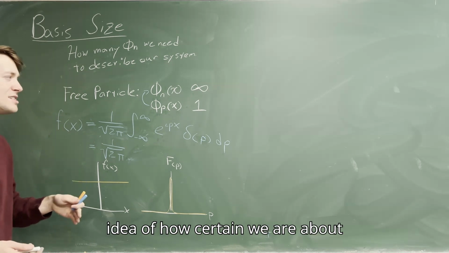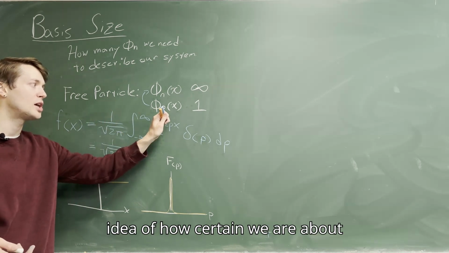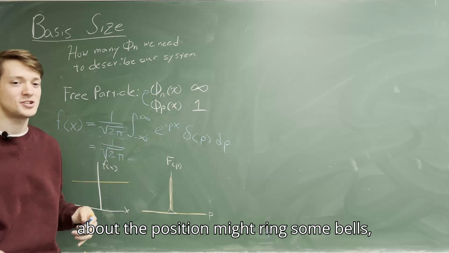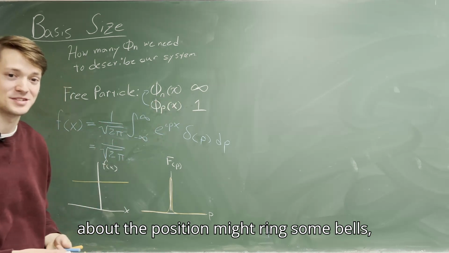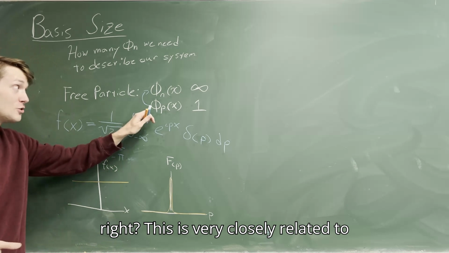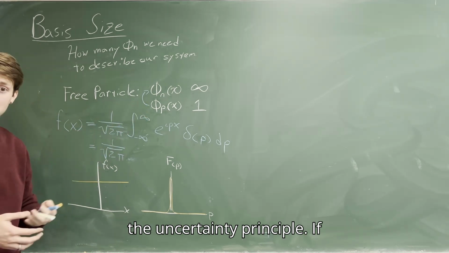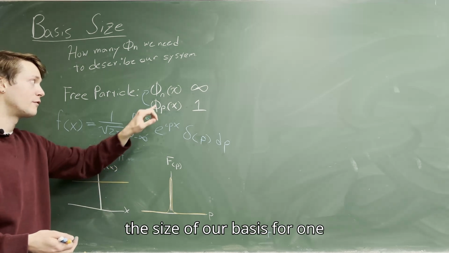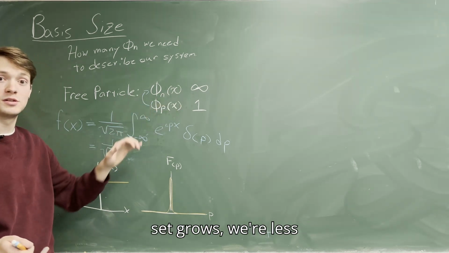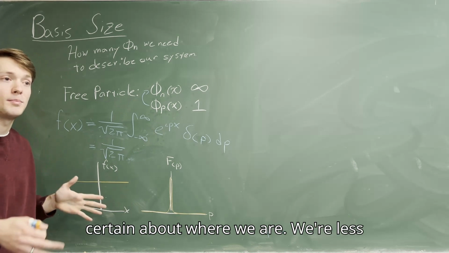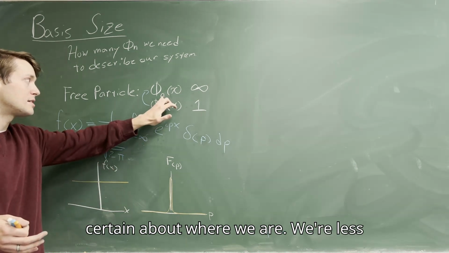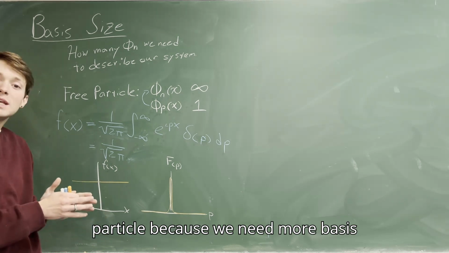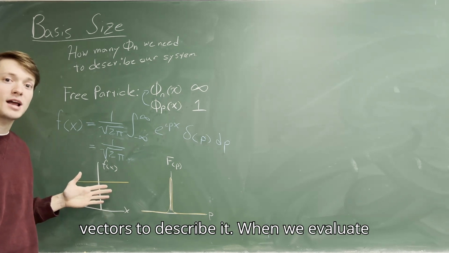So this idea of how certain we are about the momentum versus how certain we are about the position might ring some bells, right? This is very closely related to the uncertainty principle. If the size of our basis for one set grows, we're less certain about where we are. We're less certain about the position of our particle because we need more basis vectors to describe it.